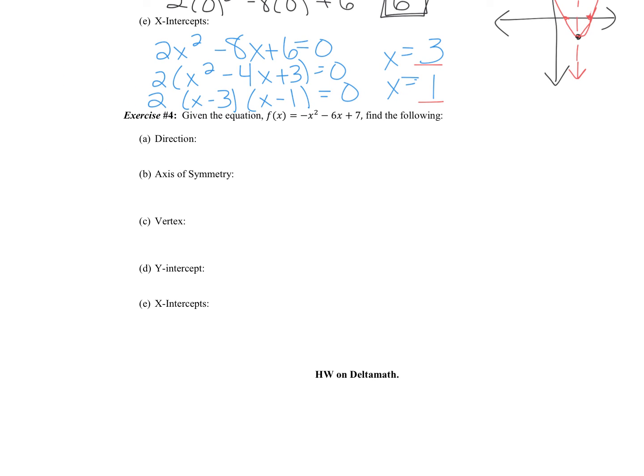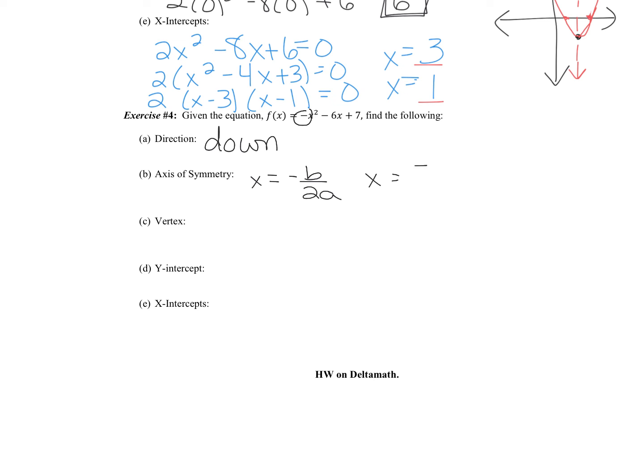So we have -x² minus 6x plus 7. Just going through them kind of quickly, and I do suggest you try this one on your own first. Our first thing is direction. We have a negative a value, so we can tell that it opens down. My axis of symmetry is -b over 2a.